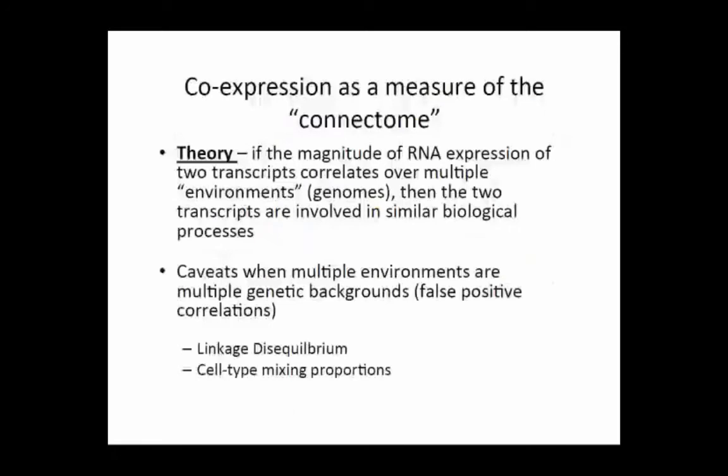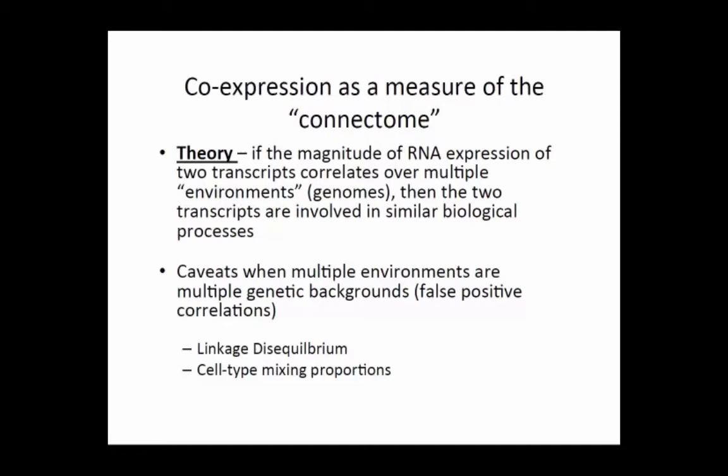So how are we going to measure the connection of these transcription levels? We use a co-expression measure. The theory is that if the magnitude of expression levels of two genes change in a similar pattern over multiple environments, then the two transcripts are involved in similar biological processes. So if they're being turned on or turned up during the aging process and at the same time points, then they're most likely to have similar biological functions. And we're not the first to assume this. Many people have assumed this, and many people have shown some truth to this theory as well.